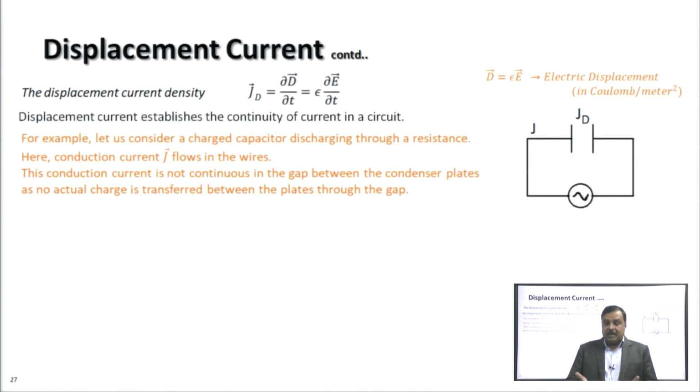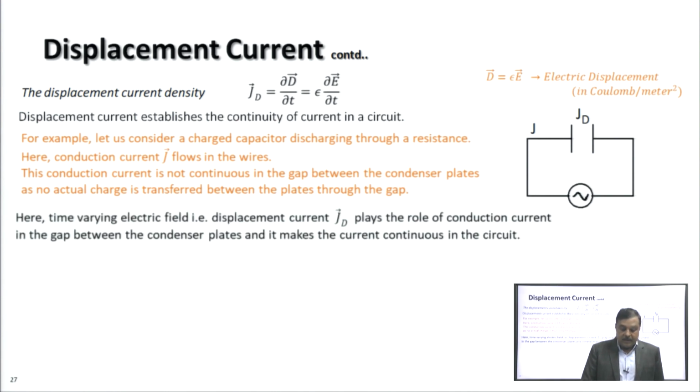So, it seems that current is discontinuous, but this discontinuity is removed by displacement current. Here time varying electric field, that is displacement current, plays the role of conduction current in the gap between the two plates of the condenser. In the wires current is J, and in the gap current is JD. So, current is continuous throughout the circuit.